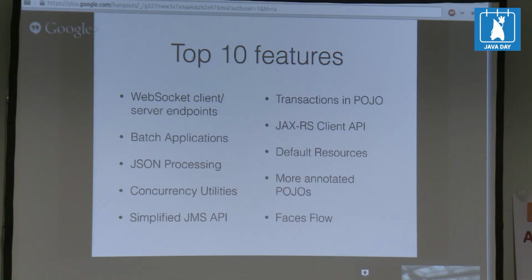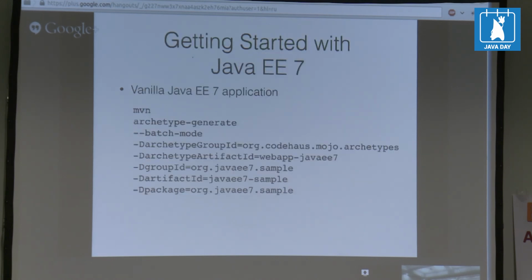I won't dig into the details of Java EE 7 here, but those are sort of my top 10 features. Now, it's very easy to get started with Java EE 7. Maven is sort of the default these days, but there are other build technologies like Gradle and so forth. If you want to start with Maven, there are archetypes available, say webapp-javaee7. You specify group ID, artifact ID, package, and literally by just this one command, you build your Java EE 7 application with the pom.xml appropriately configured.